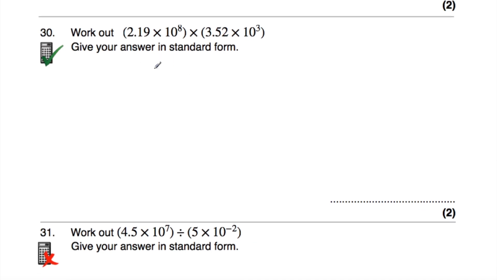Question number 30, we've been asked to work out 2.19 times 10 to the power of 8 multiplied by 3.52 times 10 to the power of 3, and to give our answer in standard form. It's a calculator question, so we can just type this in. I'm going to put in brackets 2.19, the standard form button, to the power of 8, close brackets, multiply by, open brackets, 3.52, the standard form button, then 3, pressing to the right, and closing brackets and pressing equals, gives us 7.7088 times 10 to the power of 11. And the calculator gave that answer in standard form for me, so I just needed to write it down. And that's it.